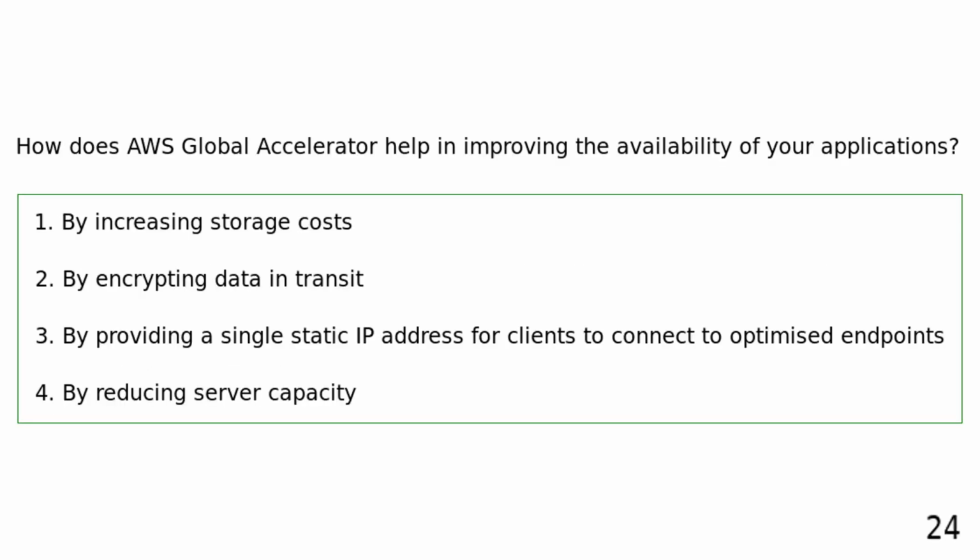How does AWS Global Accelerator help in improving the availability of your applications? By increasing storage costs. By encrypting data in transit. By providing a single static IP address for clients to connect to optimized endpoints. By reducing server capacity.